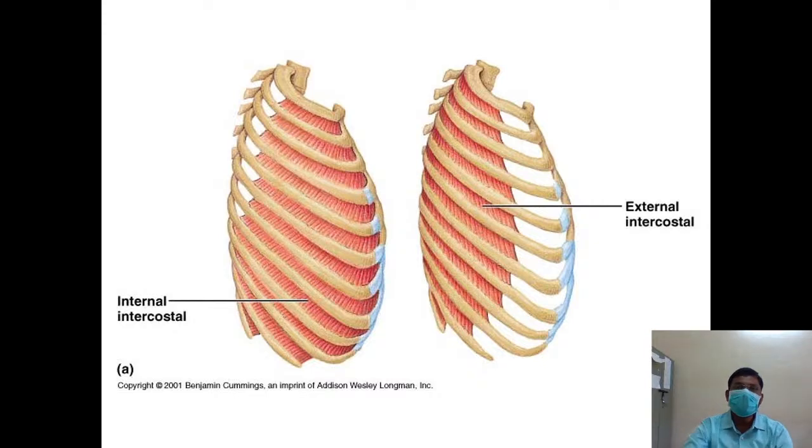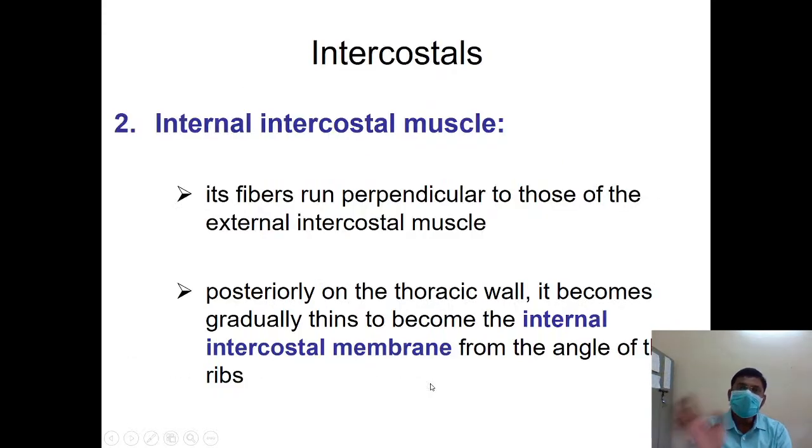So this is the external intercostal muscle. You can see how the fibers are running downwards and towards the front. And now coming to the internal intercostal muscle, its fibers run perpendicular to those of the external intercostal muscle. The external intercostal muscle is going down, while the internal intercostal muscle fibers go perpendicularly up.